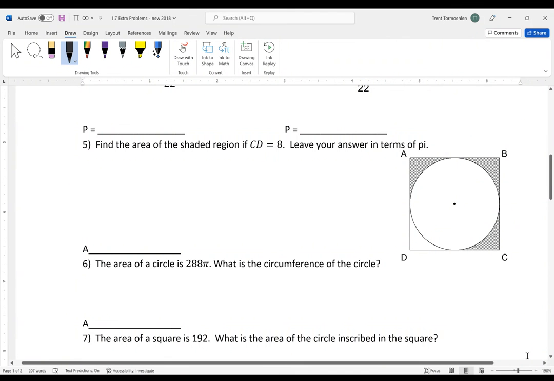Looking at number 5, we're asked to find the area of the shaded region if CD equals 8. And so here is what is going to be 8. And this is a square, even though it doesn't say it on there. We are looking at a square. And so we want to find the area of the shaded region.